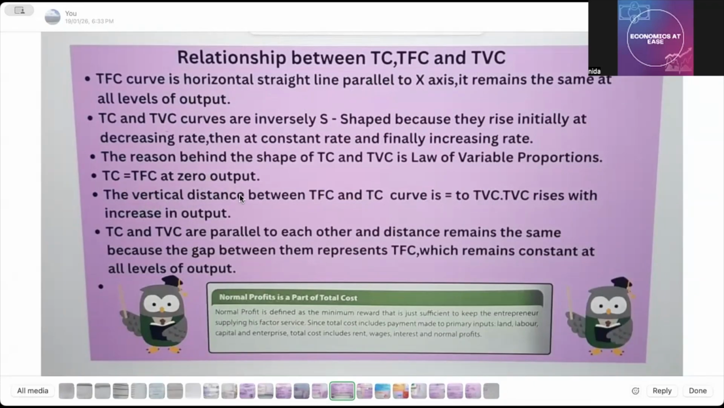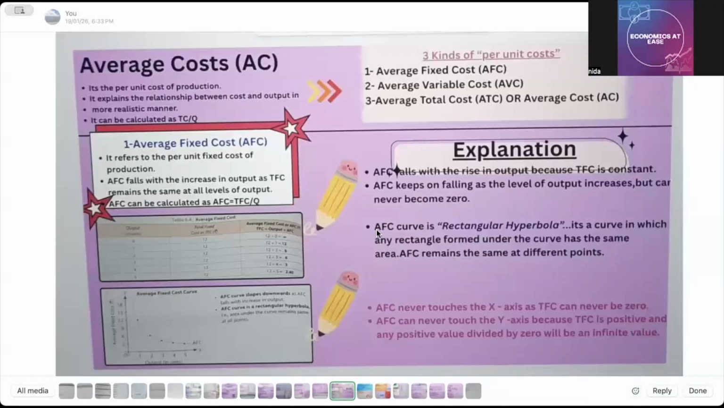Then the vertical distance between TFC and TC is equal to TVC. Why? Because the TVC rises with the increase in output. Okay, so normal profit is a part of total cost. All this I have explained in the previous video, so you just go through it.